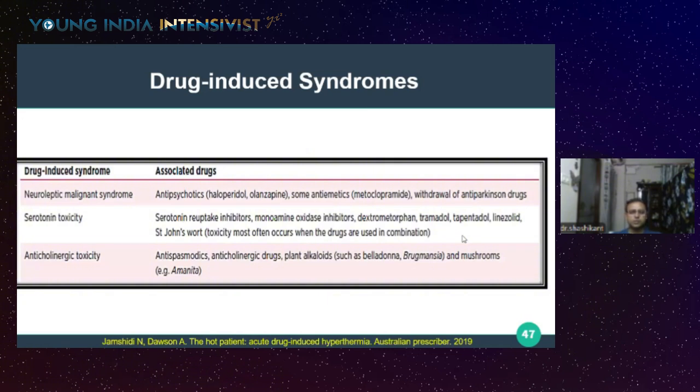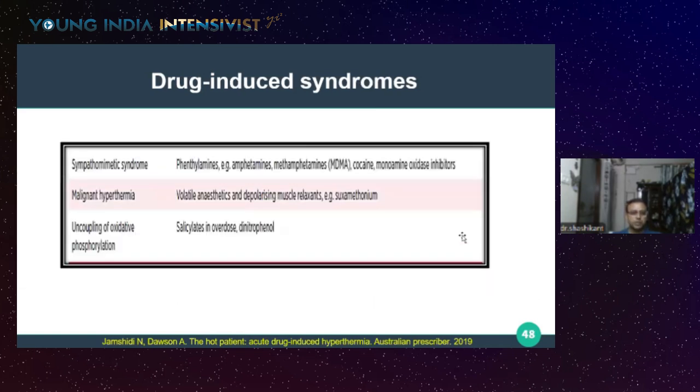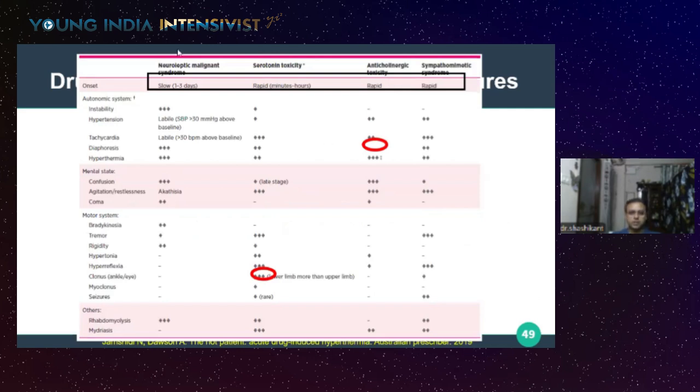So these are the different syndromes which we'll be talking about in brief, like neuroleptic malignant syndrome, serotonin toxicity, anticholinergic toxicity, sympathomimetic syndrome, MH that I have talked about in detail, and there can be uncoupling of oxidative phosphorylation, like in salicylate overdose, or when a patient is exposed to dinitrophenol. Here is a comparative table of these different syndromes. In all these syndromes, there is significant overlap in terms of autonomic instability, CNS involvement, motor system involvement, or other features.